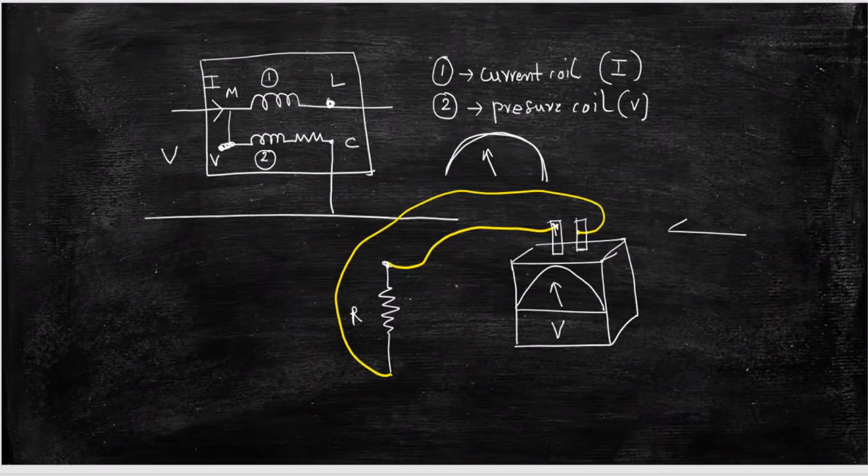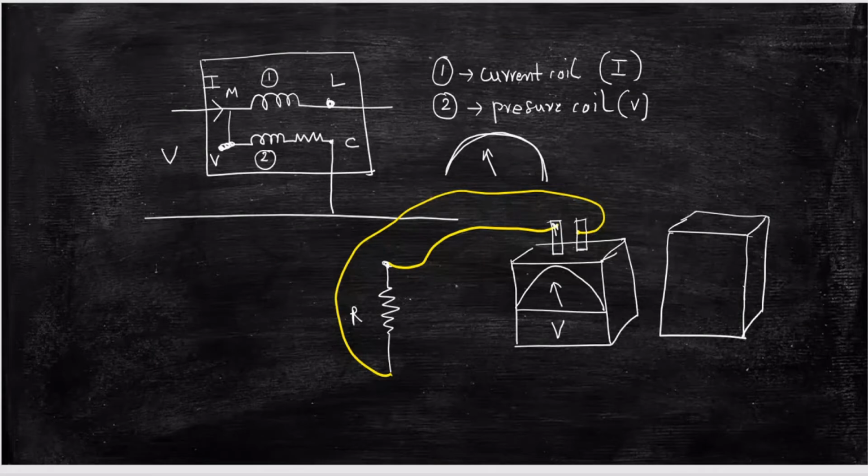Suppose you have an ammeter, how many terminals do you require? Again, two terminals only, because you are connecting the ammeter in series, in series with any one of the devices. Suppose you want to know the current in this resistance, then what are you going to do?